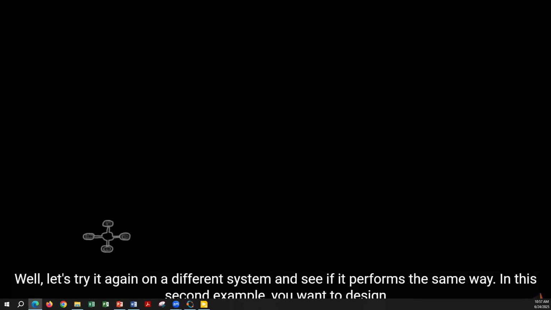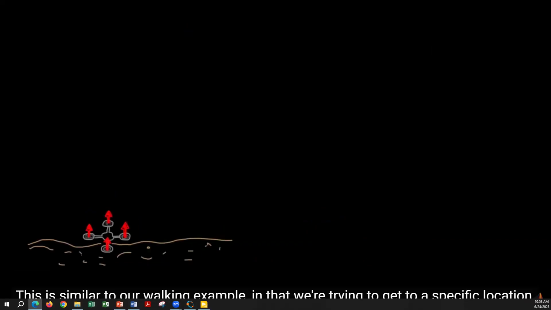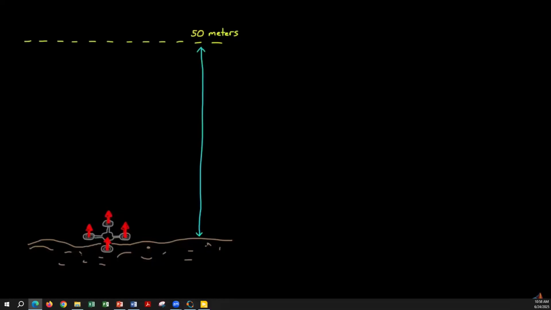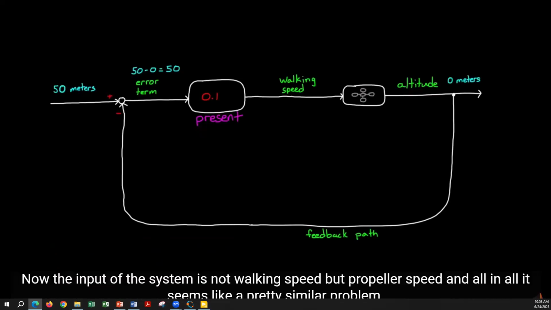In this second example, you want to design an altitude controller for a quadcopter drone. The drone has 4 propellers, and when they all spin up together, they produce a force that lifts the drone up into the air. This is similar to our walking example in that we're trying to get to a specific location, but this time we want to get our system to hover at an altitude of 50 meters. Our plant is the drone, and the output of this system is altitude. Now the input of the system is not walking speed, but propeller speed. And all in all, it seems like a pretty similar problem.